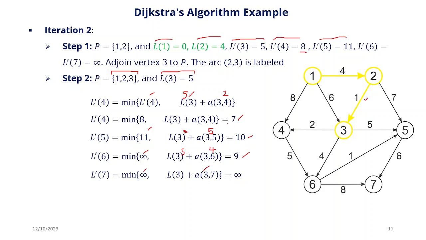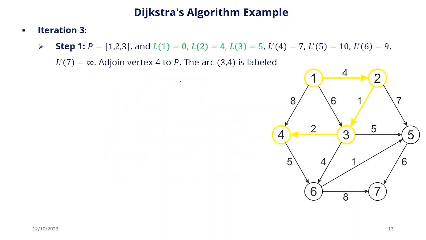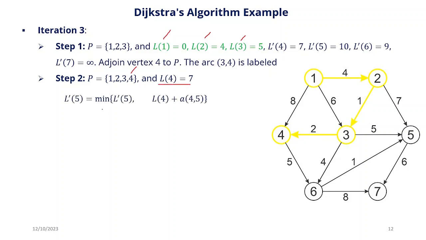So since we are going to 4, the next edge that will be labeled will be from 3 to 4, and the value is 7. So we've labeled it right here now. We are in iteration 3, so we've got L1, L2, L3. L4 is equal to 7, and we have updated the permanent label with 4. We are now going to continue with 5. So tentative L5 was 10, but now we are going to update it.